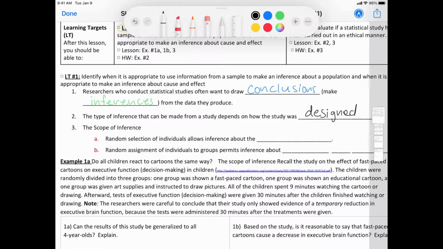So, the scope of inference, a random selection, I'm going to underline random selection, or you can highlight it, of individuals allows inference about the population. So when you're about to pick people, you're randomly picking them from, think back to the aliens in Toy Story. Right? When you pick them with the claw, that kind of speaks about the whole population.